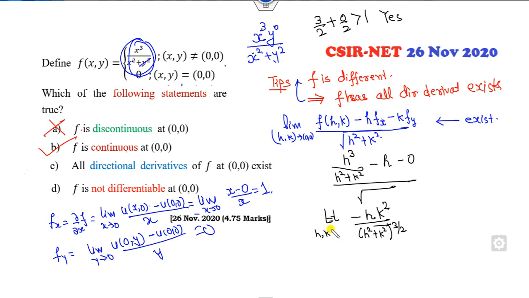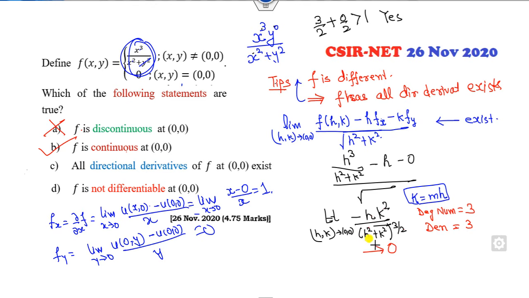Now can you take the path? How can you prove whether the limit exists or not? Simply take the path k equal to mh. So what is the limit when you take k equal to mh? Again, what is the degree of the numerator? The degree of the numerator is 3. What is the degree of the denominator? It is the square to the power 3 by 2, which is again 3. Now they are the same degree. So what does it mean? If the degree of the numerator were greater, it would go to 0.